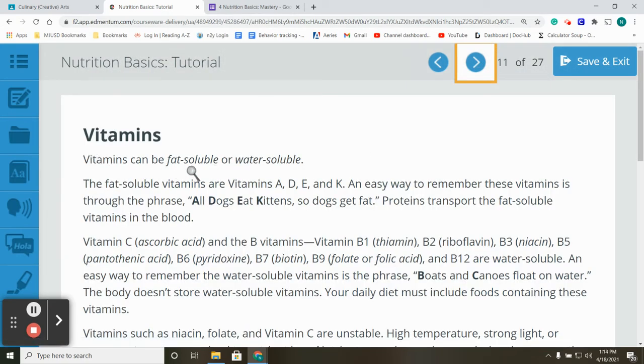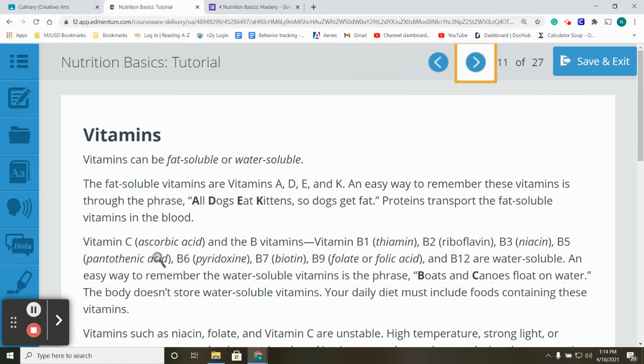Vitamins. Vitamins can be fat soluble or water soluble. The fat soluble vitamins are vitamins A, D, E, and K. An easy, yet morbid way to remember these vitamins is through the phrase, all dogs eat kittens, so dogs get fat. Proteins transport the fat soluble vitamins in the blood.